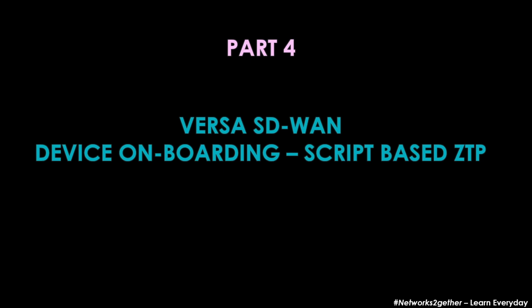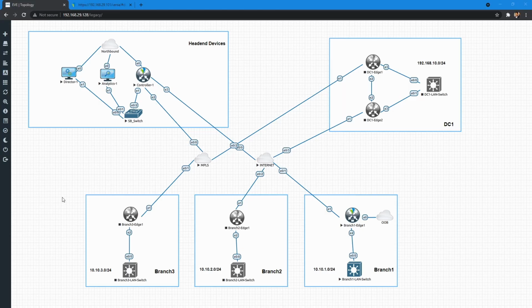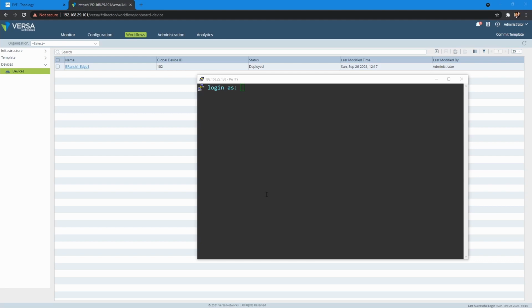Now to run this script, first we have to access the device, and we can do that via the console port or using the management interface. So let's access the device first. Okay, so we can log into the device using the default username and password.